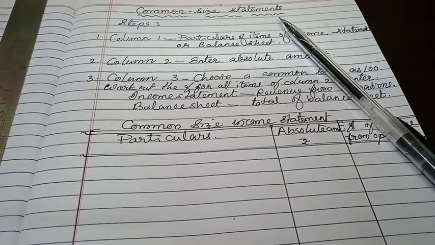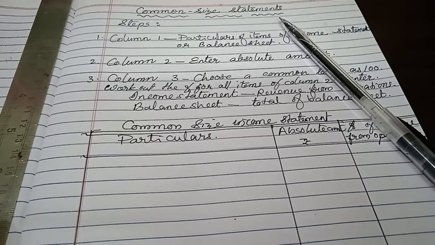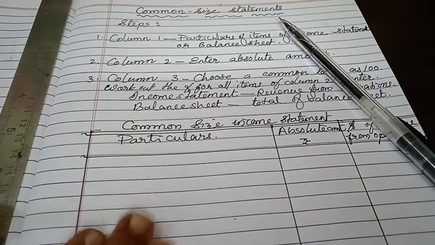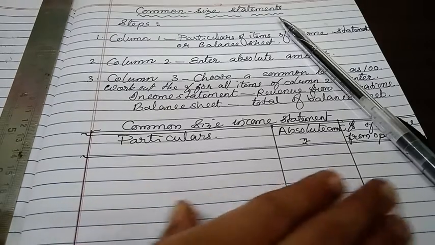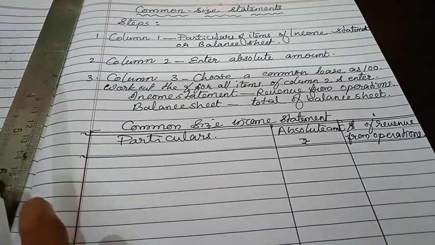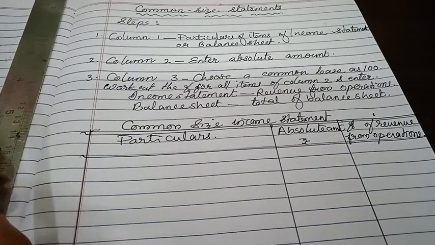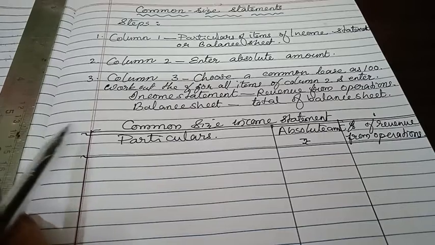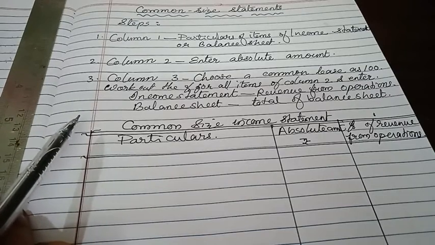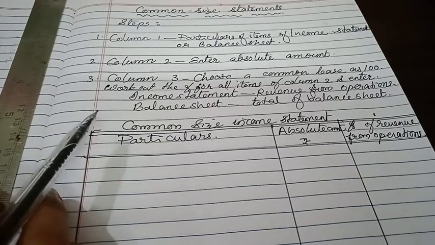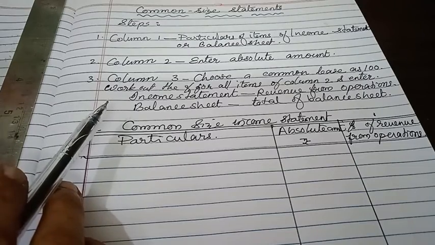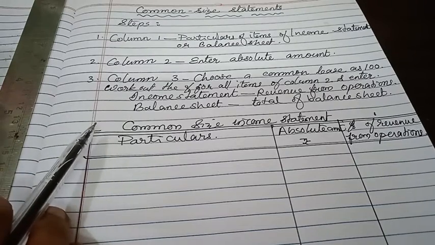Today we are going to learn about the second tool for financial statement analysis. The first tool is comparative statement. Then the second tool is common size statement. So how to prepare a common size statement? This is also another tool which is used to analyze the working of the financial statement of the company. Then what are the various steps to prepare a common size statement?